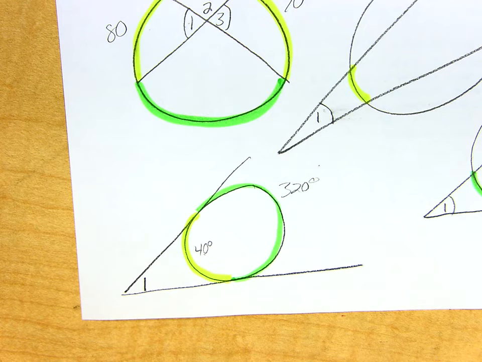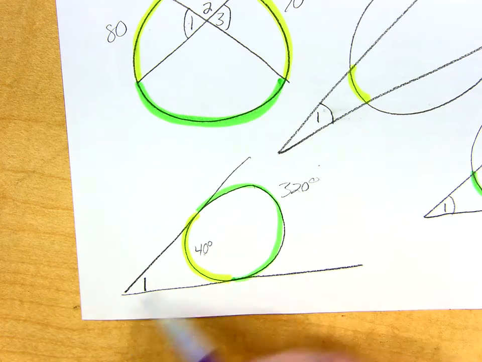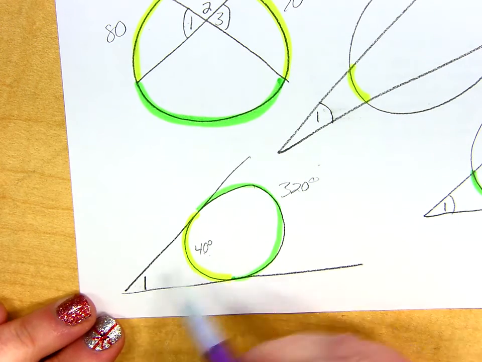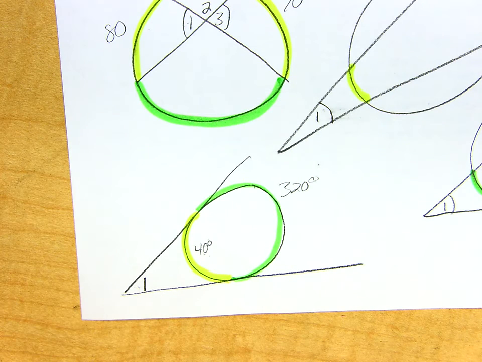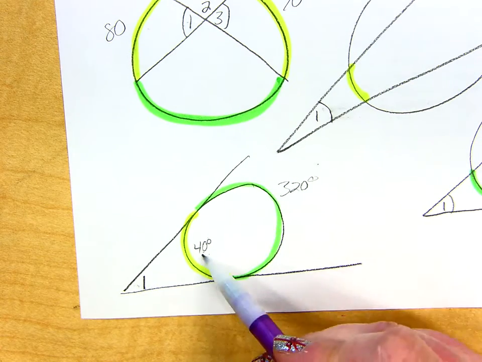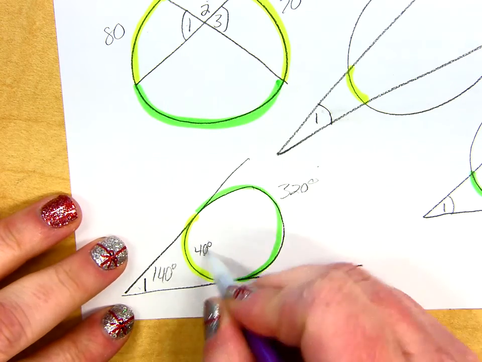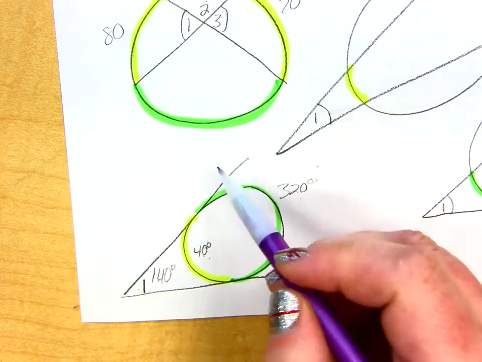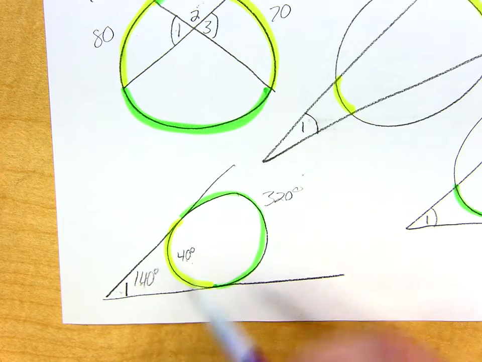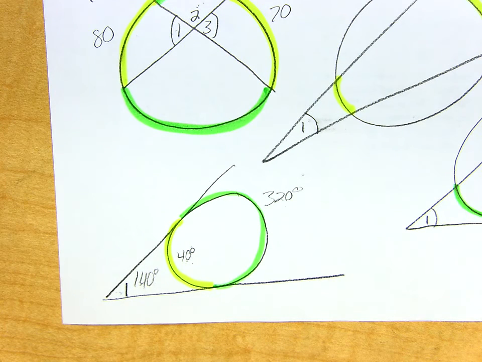Isn't it like always 180 minus the little one? Yep, you can do that too. So when you have tangent, these two have to be supplementary. But even if you forget it, you can get there, right? 320 minus 40 is 280. Take half, you get 140 anyway. But it is kind of a cool shortcut if you recognize that you have tangent. Those two are supplementary. Okay, that's it for 9-6.